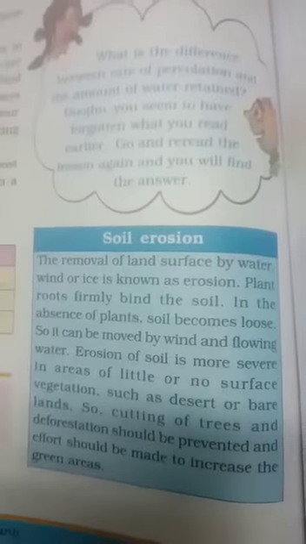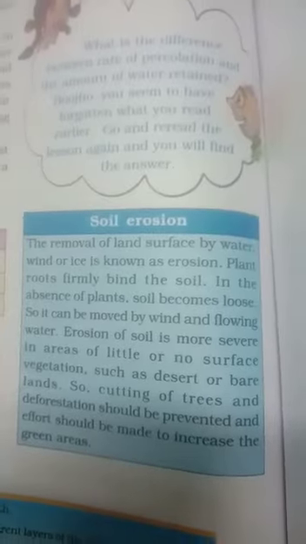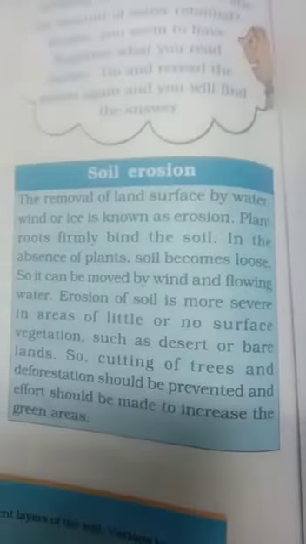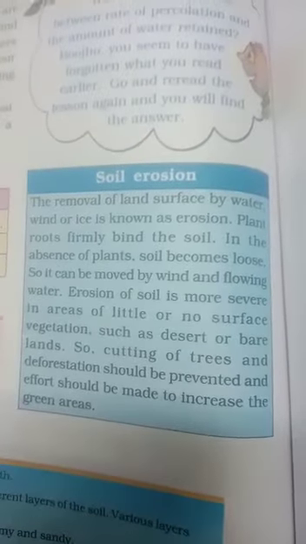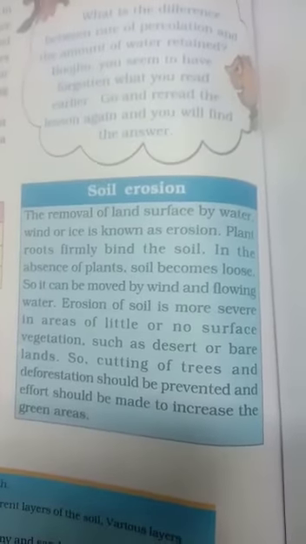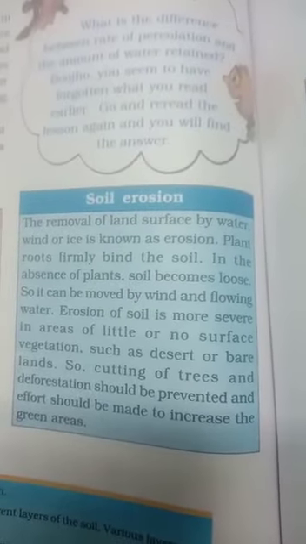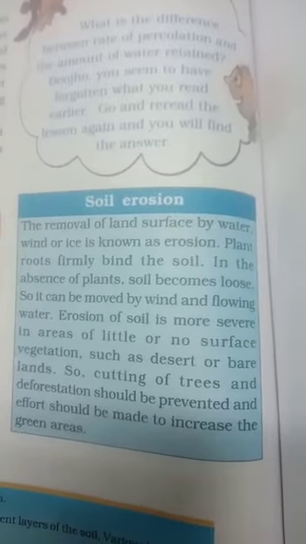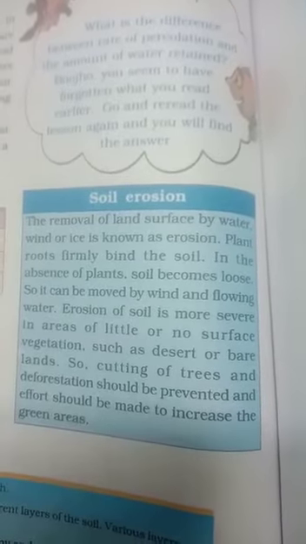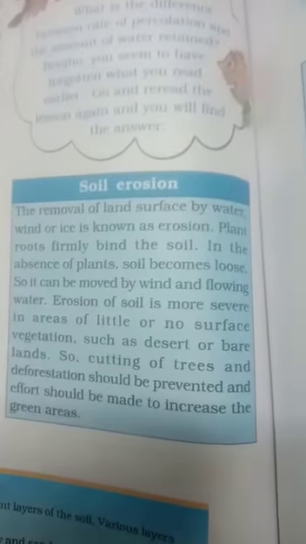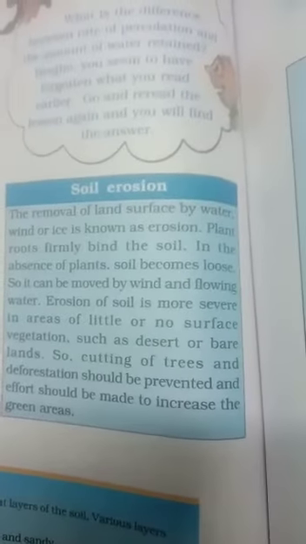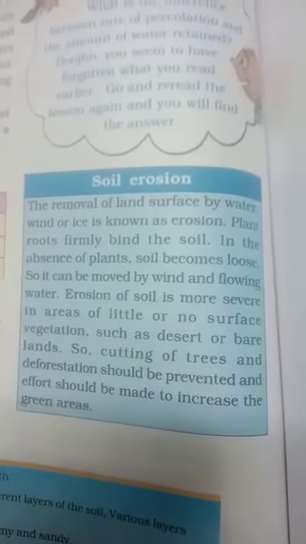The plant's roots firmly bind the soil. Normally the plant's roots always hold the soil. In the absence of plants, the soil becomes loose, so it can be moved by wind and flowing water. When soil erosion starts, the roots cannot grip the soil, so plants or trees can easily fall down. Erosion of soil is greater in areas of little or no surface vegetation, such as deserts or bare land. Deserts have only sandy soil and no rainfall or very little rainfall.